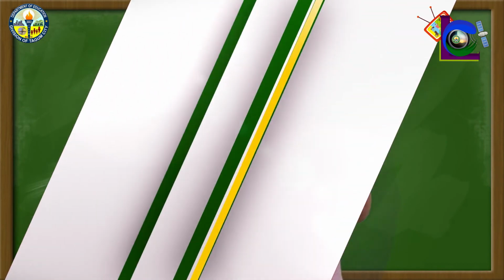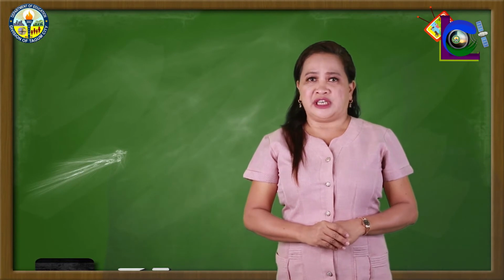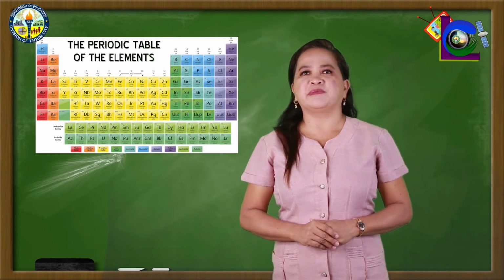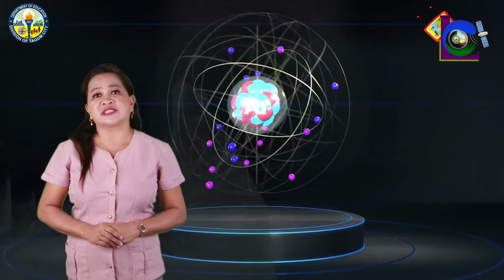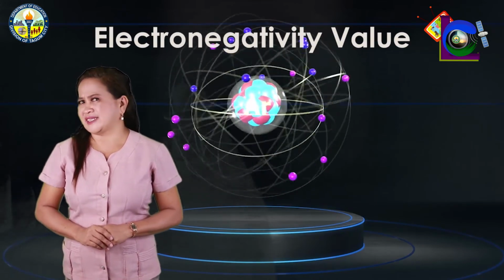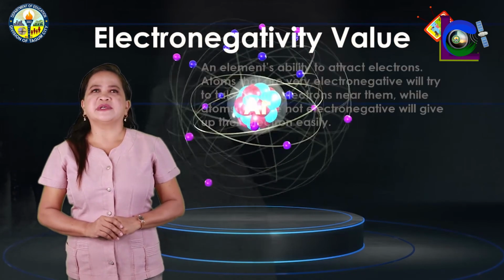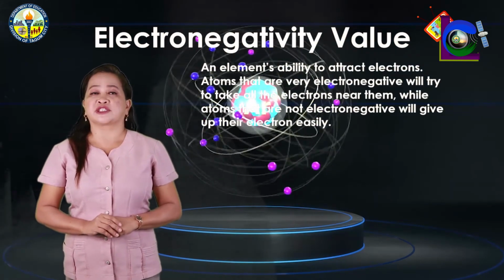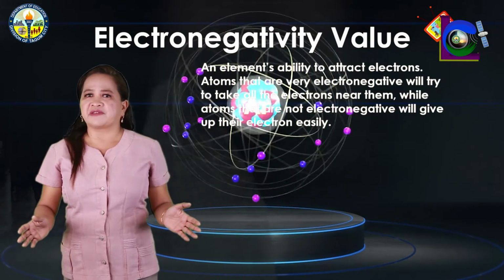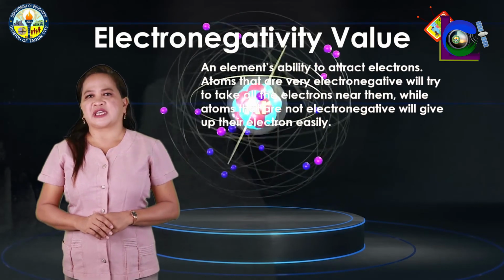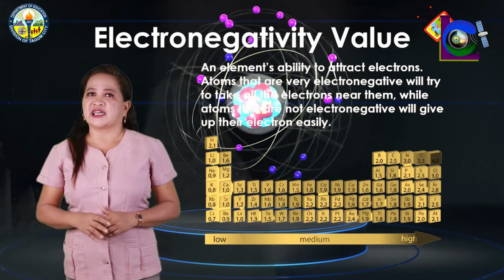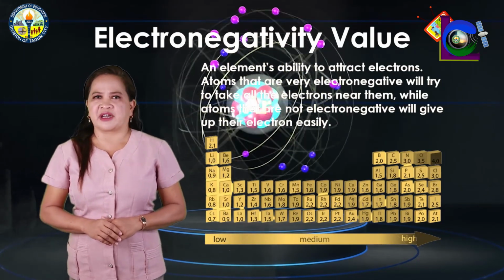Good job, class! In the next activity, you need a periodic table of electronegativity to determine polar or nonpolar molecule. This time, we will talk about electronegativity value. What is it? An element's ability to attract electrons is called its electronegativity. Atoms that are very electronegative will try to take all the electrons near them, while atoms that are not electronegative will give up their electrons easily.